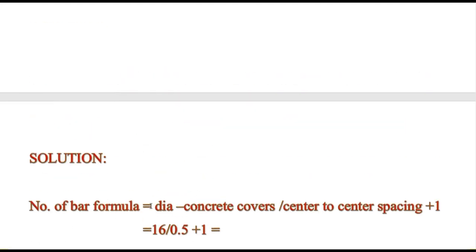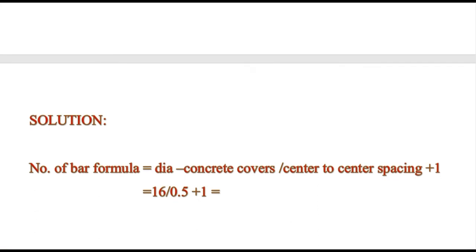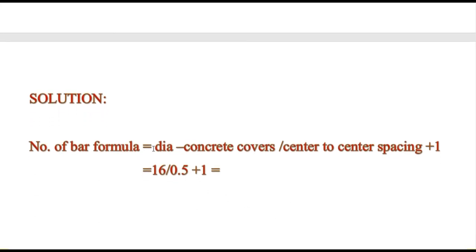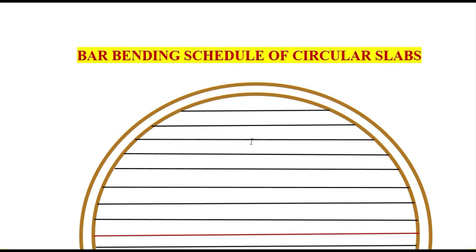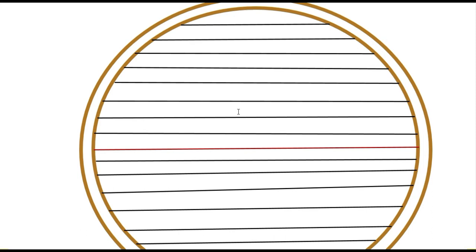Number of bars formula calculation in circular slab. There is some difference in this formula compared to a rectangular or square slab. Here you will see dia minus concrete cover. Please make it clear: the dia is the same here and here at the center. So both the number of main bars and the number of distribution bars will be the same. To calculate the number of main bars, I will take this dia.